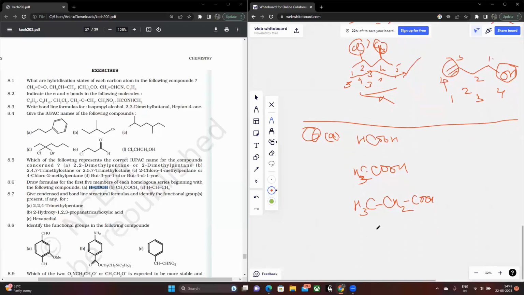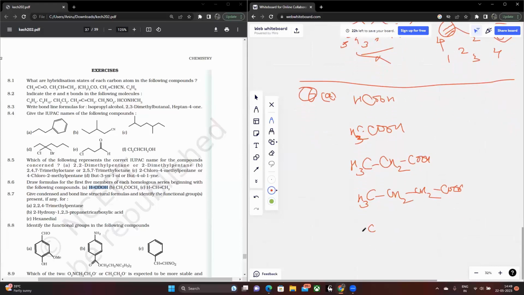The third member is propanoic acid, that is CH3CH2COOH. The fourth is butanoic acid, that is CH3CH2CH2COOH. Then finally comes pentanoic acid, that is CH3CH2. Oh, can I condense it?